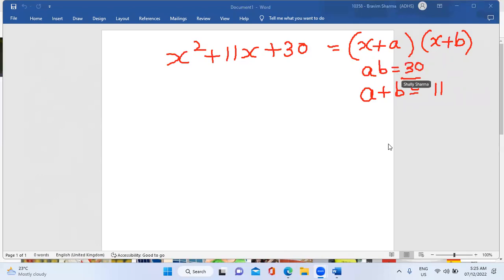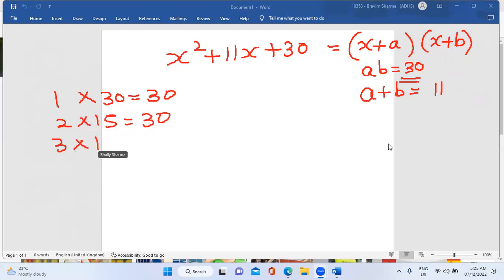So I will start with my product value. 1 times 30 is 30. 2 times 15 is also 30. 3 times 10 is also 30. 4 times anything is not 30. 5 times, we need to take the integers, 5 times 6 is also 30. And then 10 times 3, that is already written. So these are the possible cases. Basically, we are writing the factors of 30.